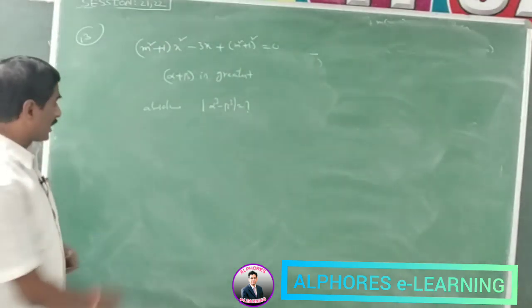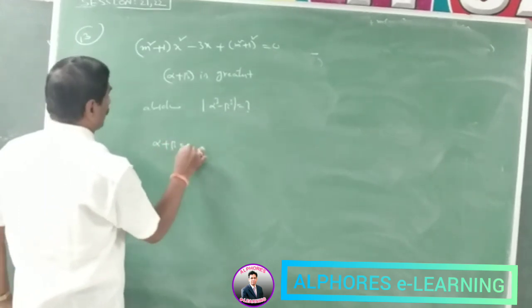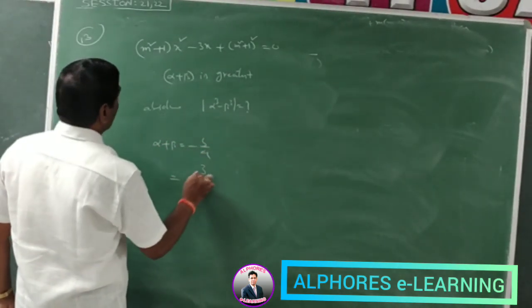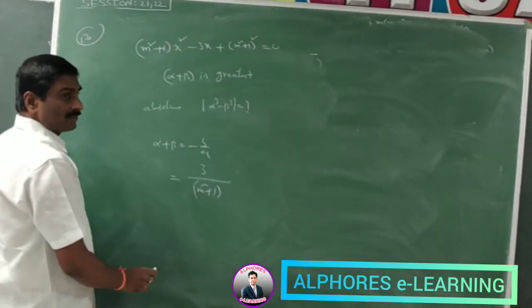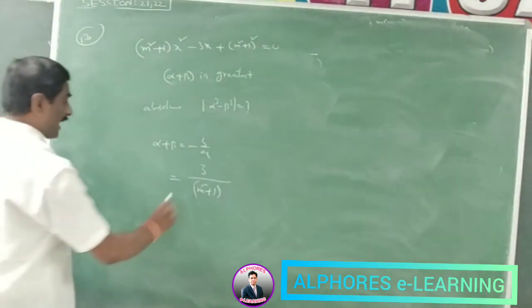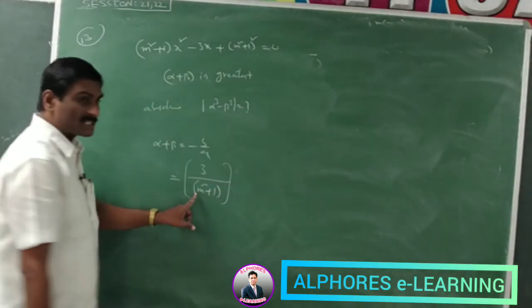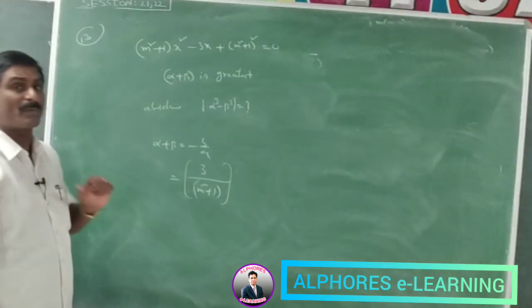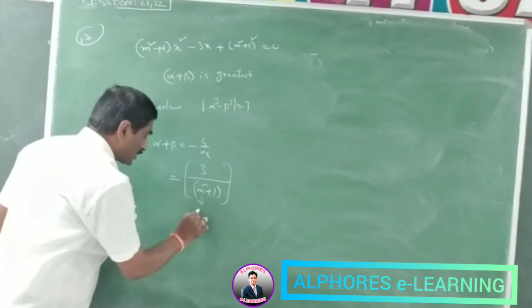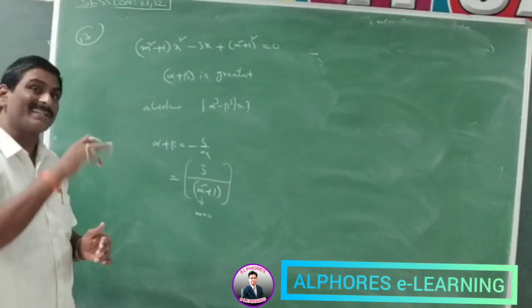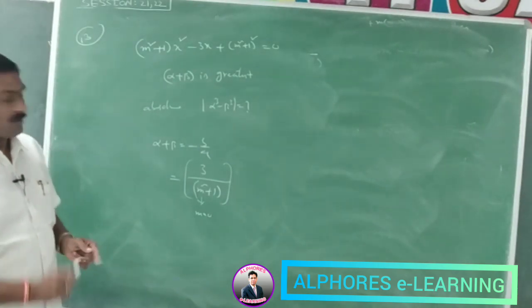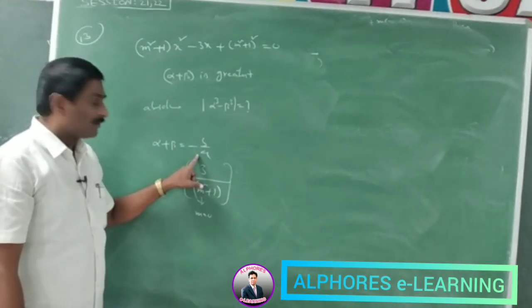We know that alpha plus beta is equal to minus b by a. That means 3 by (m square plus 1). We get the maximum value when the denominator is minimum. Denominator must be minimum means m value must be 0. M is equal to 0. If the denominator increases, that value decreases. For getting the maximum value, the denominator must be minimum.